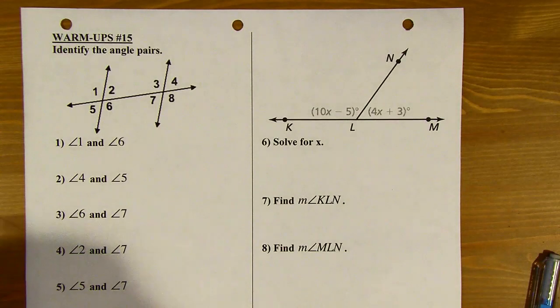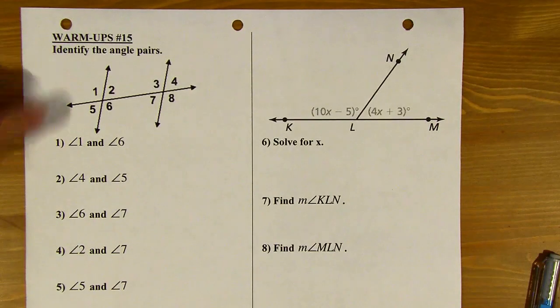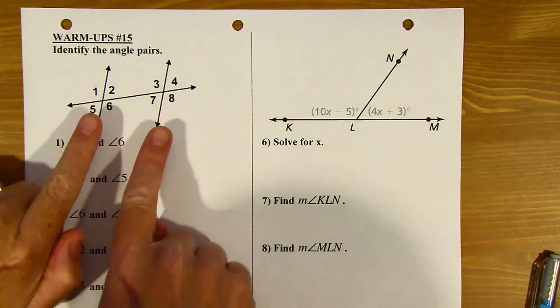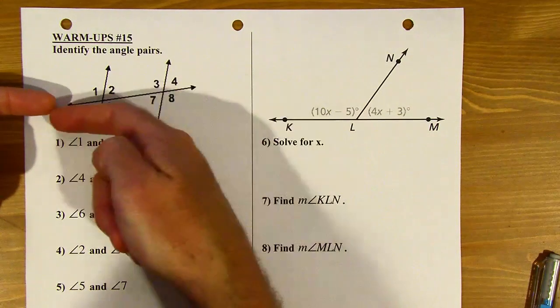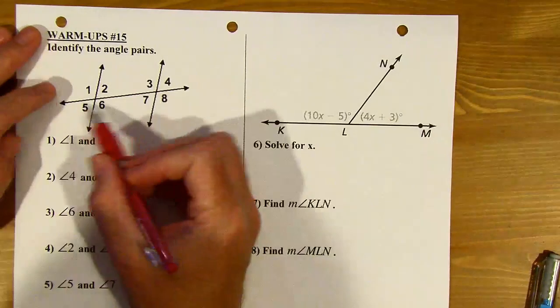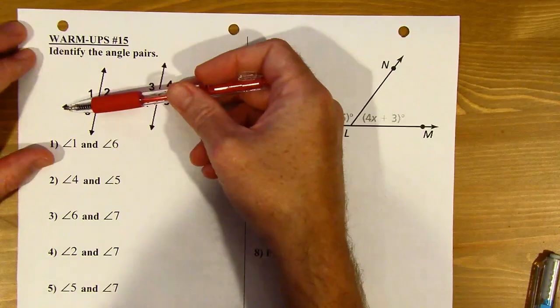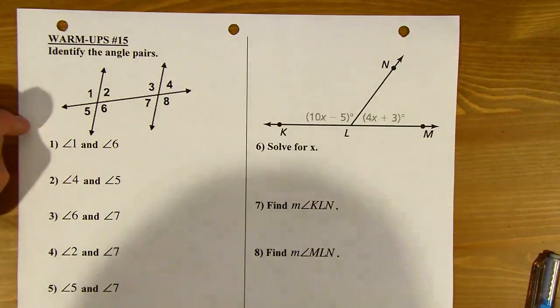Okay, here's warm-up number 15. We're going to identify some angle pairs first up. I've got two lines and a transversal. A transversal is just a line that intersects two other lines. So this would be a transversal, okay? All right, so let's see.